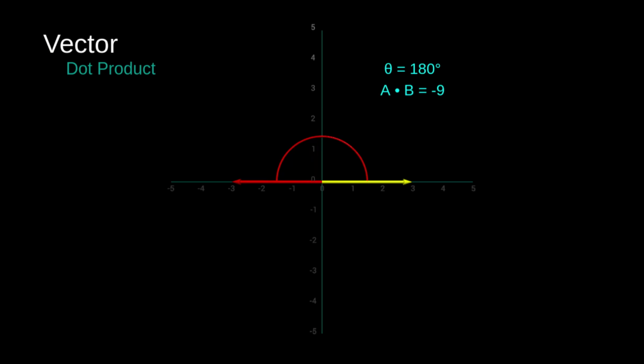So what does this tell us? The dot product is all about alignment. When the dot product is a big positive number, it means the vectors are pointing in the same way. And when it's 0, it means the vectors are perpendicular. And when it's negative, it means the vectors are pointing in opposite directions.